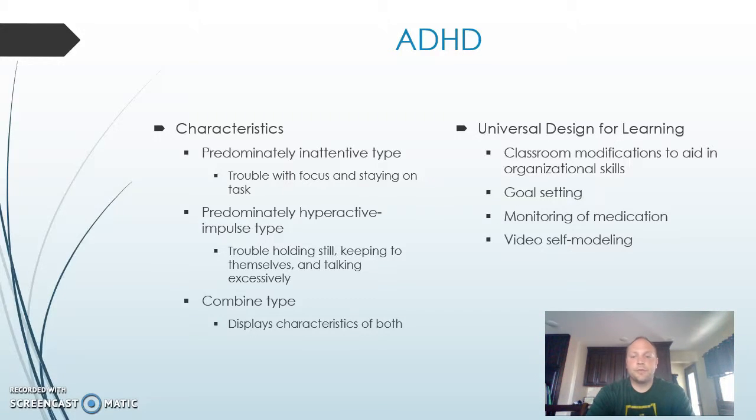Some ideas for universal design for learning with these students would be classroom modifications to aid in organizational skills. If you have a student that has trouble staying on task or staying focused, if the notebook that they need for third hour is on the same shelf every day and they know exactly where it is to get it, that's going to help. If they can move from class to class at the exact same time every day, that's going to help. You can definitely make changes to your classroom to help these students out by staying organized.